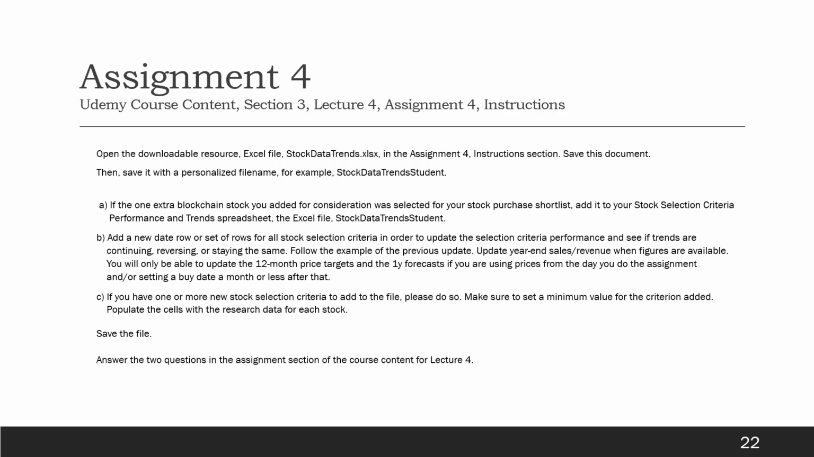See if you have one or more of your own new stock selection criteria to add to the file. Please do so. Make sure to set a minimum value for the criterion added. Populate the cells with the research data for each stock. Save the file. Answer the 2 questions in the assignment section of the course content for Lecture 4.